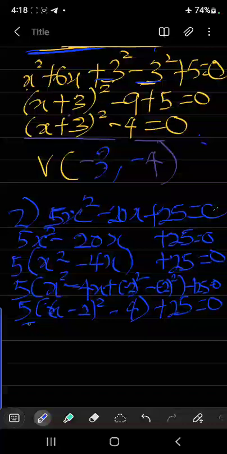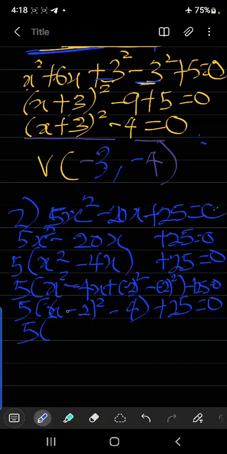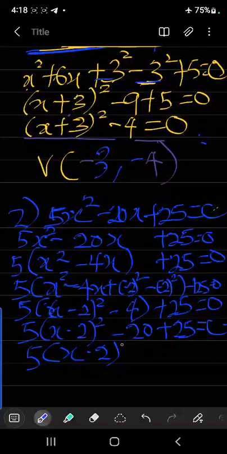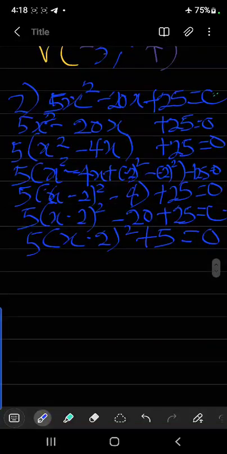And then we have what? 5 into brackets. Then that's going to be what? You can now open the bracket, 5 times the whole of this bracket. That will be 5 times that is what? x minus 2 squared. 5 times minus 4 is minus 20, plus 25 equals 0. And then someone says, what's the answer now? Of course, it's going to be 5 into brackets x minus 2 squared plus 5 equals 0. Minus 20 plus 25 is what? Plus 5.